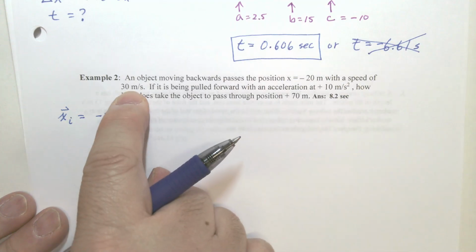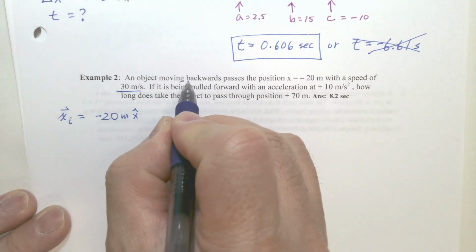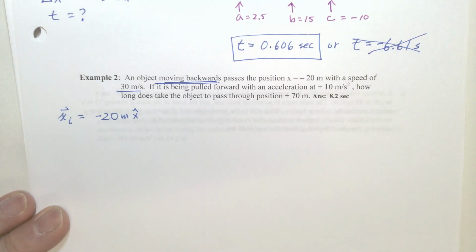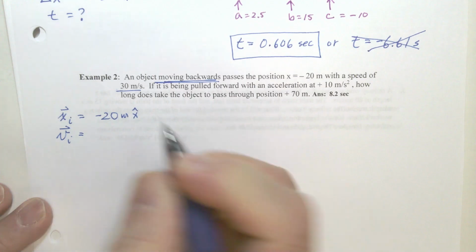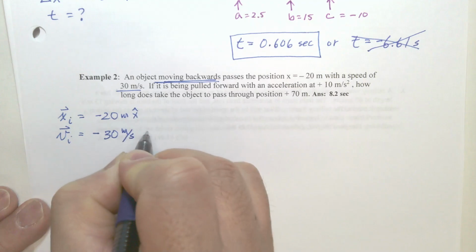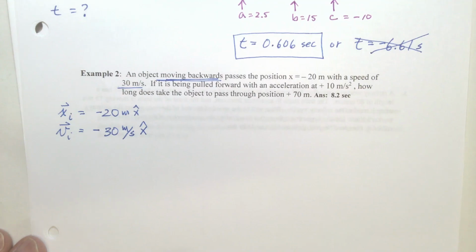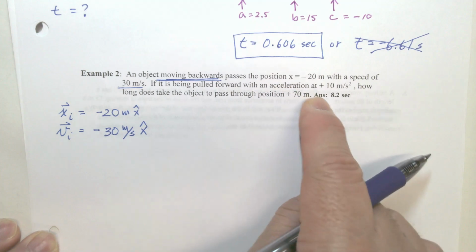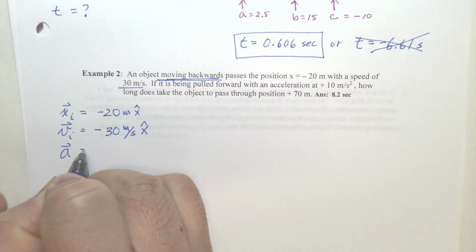With speed of 30 meters per second. But that's only the speed of 30 meters per second, but it is actually moving backwards. Therefore, my initial velocity happens to be negative 30 meters per second x hat. Okay? If it is being pulled forward with an acceleration of positive 10 meters per second squared, so they're giving us the acceleration.